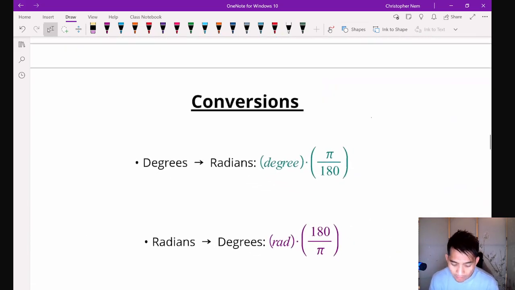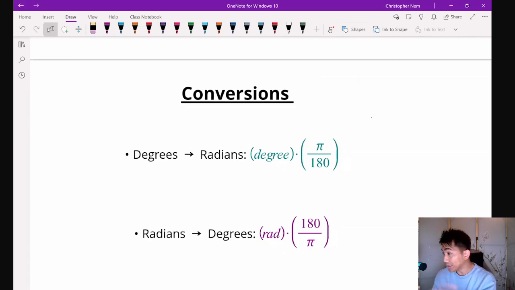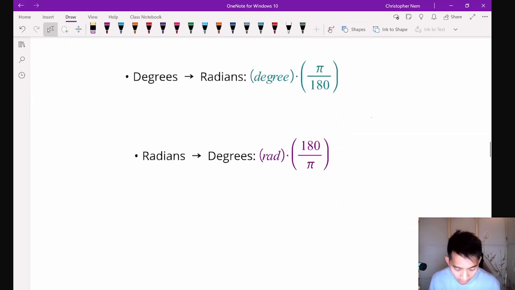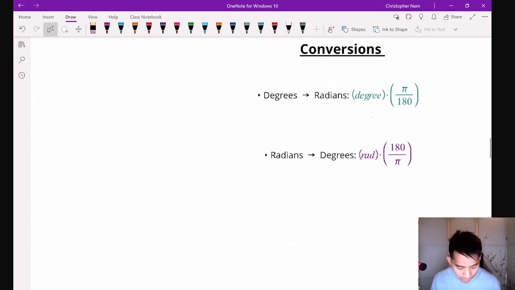So now we need to know how to convert from degrees to radians, and radians to degrees. Well, degrees don't really have a pi attached, so to turn it into radians, I want to have a pi, so I multiply by pi over 180. Radians has a pi attached, I want to get rid of it when I go to degrees, so I'm going to multiply by 180 divided by pi, because I want to cancel out those pi's. So here are some examples.